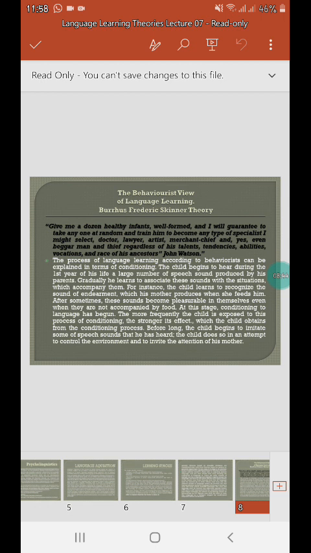The child begins to hear during the first year of his life a large number of speech sounds produced by his parents. Gradually, he learns to associate these sounds with the situations which accompany them. For instance, the child learns to recognize the sound of endearment which his mother produces when she feeds him. After some time, these sounds become pleasurable in themselves, even when they are not accompanied by food. At this stage, conditioning to language has begun.